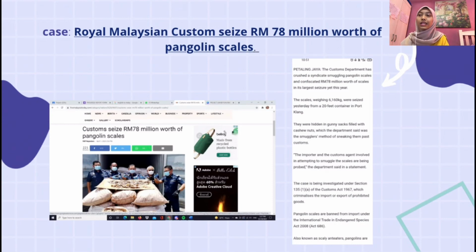The department said in a statement that the importer and the customs agent involved in attempting to smuggle the scales are being probed. So the case was being investigated at that time, and pangolin scales are banned from import under the International Trade in Endangered Species Act 2008, Act 686. This shows that pangolin scales are prohibited to be imported, and their flesh is also considered a delicacy.